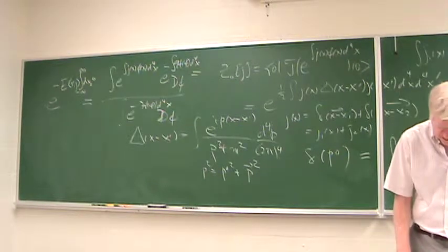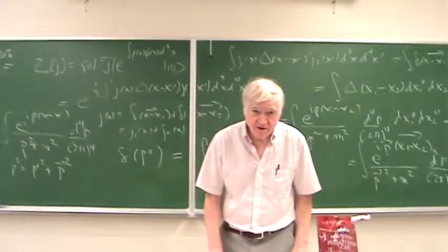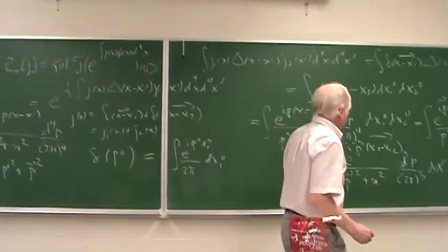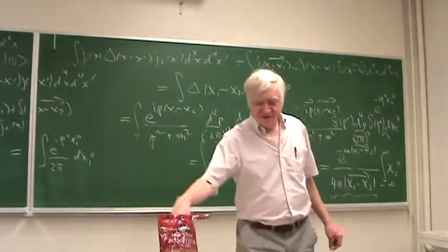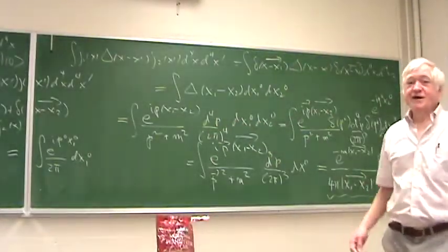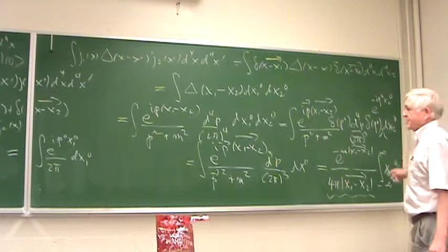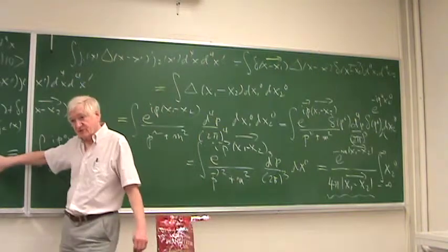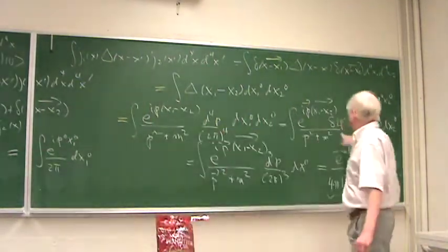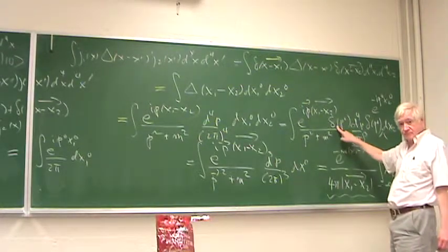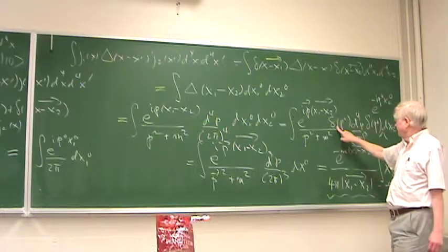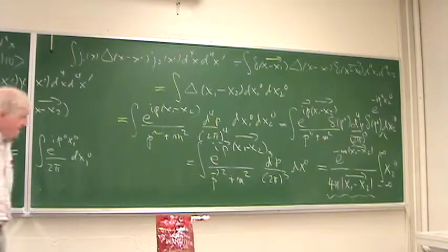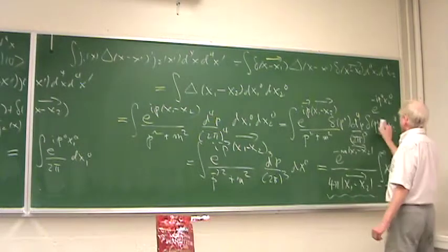Now, other questions? Where did the dx10 go? Ah, good question. Worthy of a chocolate. Yeah, it gave us the delta function. It was over here. The dx10, e to the i p0 x0 over 2 pi gave us the delta of p0. And that delta of p0 then came here. What's the other delta of p0 from? Oh, Christ! I have two of them. That was a mistake. So I have room then for this factor.